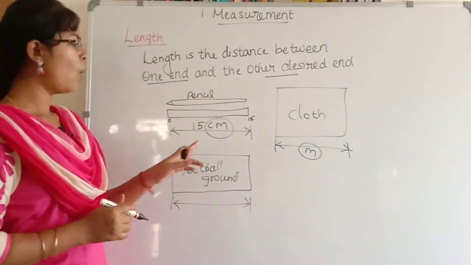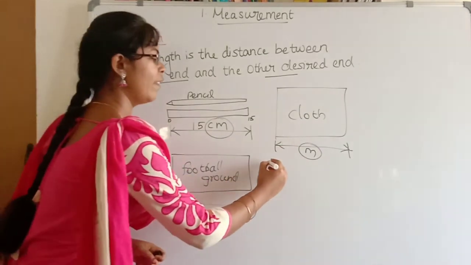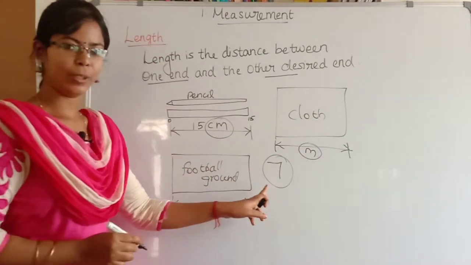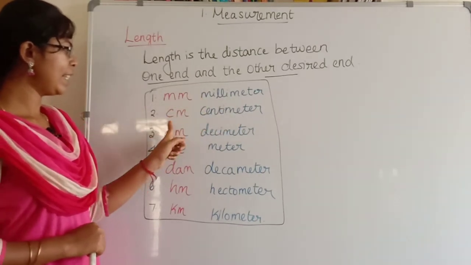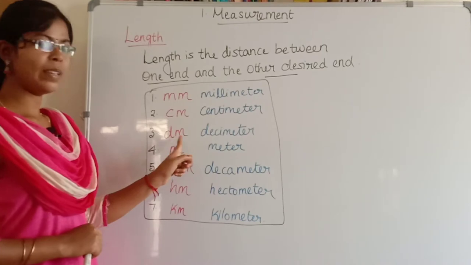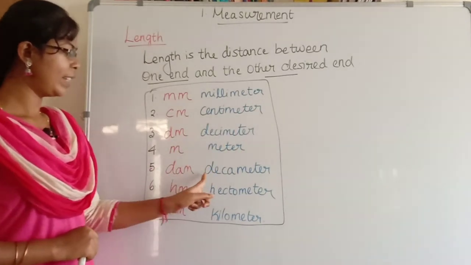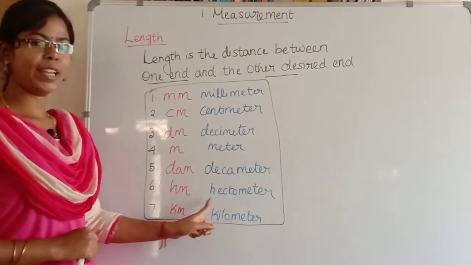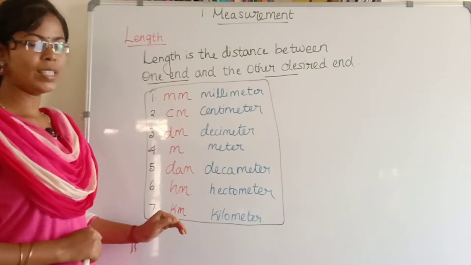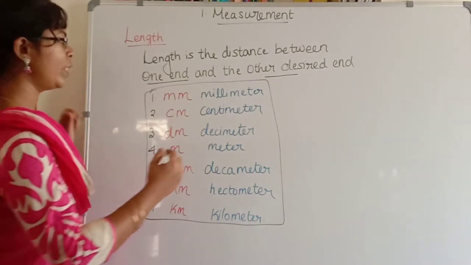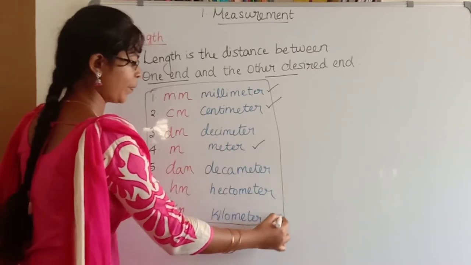Now let's see what these units are. In length there are 7 units. These are the units: mm means millimeter, cm means centimeter, dm is decimeter, m meter, dam decameter, hm hectometer, km kilometer. These are the 7 units. Here commonly we use millimeter and centimeter, here meter and kilometer.